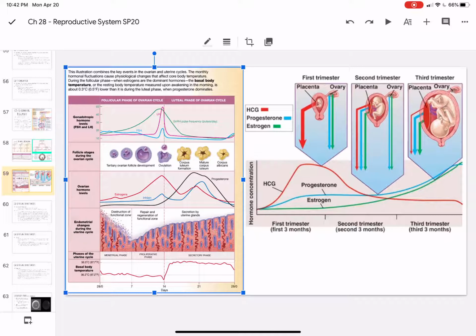So focus on the top four charts. The middle is supposed to show you when ovulation is and where everything else lines up in accordance to ovulation. And then there's the regular 28-day cycle, from day 0 all the way to 28, and then you start over again.